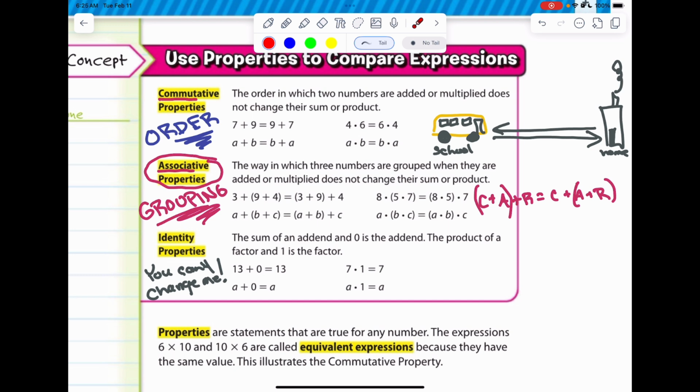In math terms, when we talk about associative property, you will see this, though. A plus the quantity of B plus C is the same as the quantity of A plus B plus C. Okay?